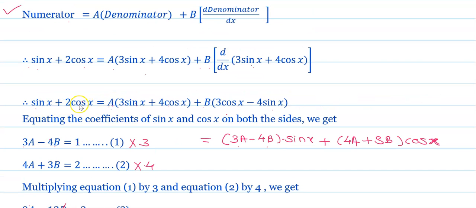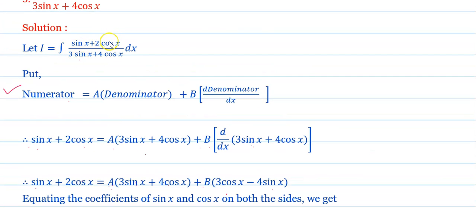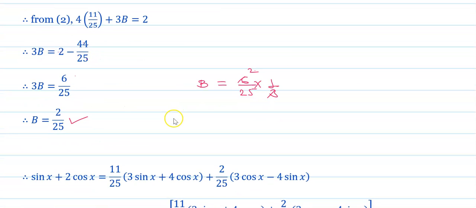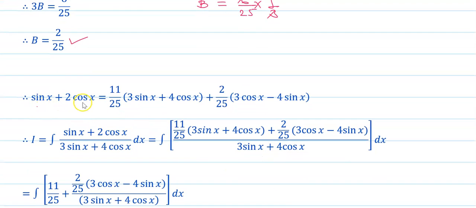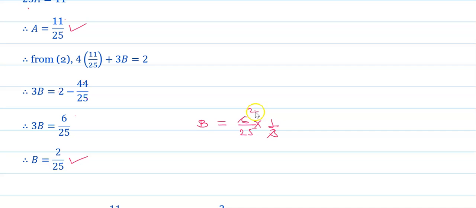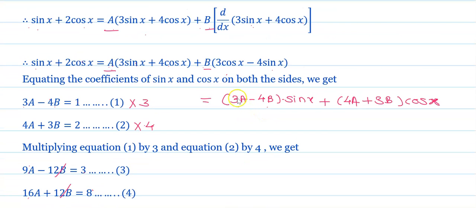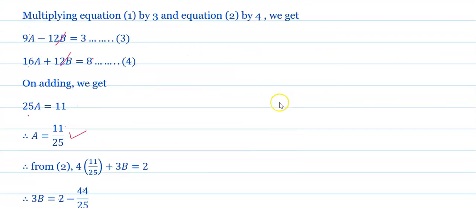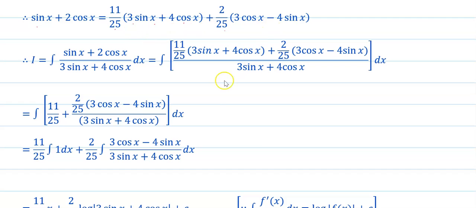Sin x plus 2 times cos x, that is our numerator. We have expressed it in the form of a into denominator plus b into derivative of the denominator. We will substitute the value of a and the value of b here in this equation. Therefore sin x plus 2 times cos x is equals to 11 upon 25 in bracket 3 sin x plus 4 cos x plus 2 upon 25 in bracket 3 cos x minus 4 sin x. We substituted the values in this equation. Okay, this is that equation.